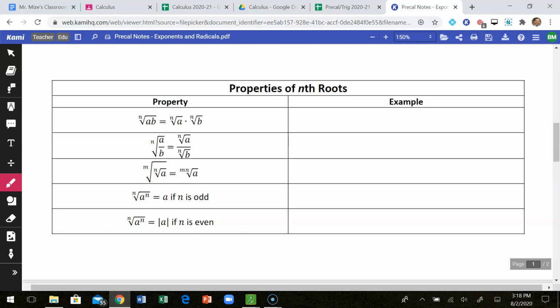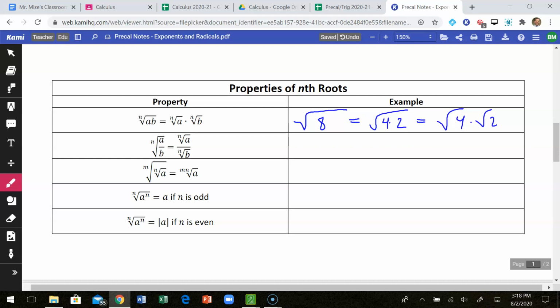The first one says if I'm going to do a root, so I'm just going to do a square root, of a product, so think about this as maybe the square root of 8. And I want to think of 8 as 4 times 2. What this is saying is I could break that down into the square root of 4 times 2, which then could be the square root of 4 times the square root of 2. I can split that up into the product of those square roots.